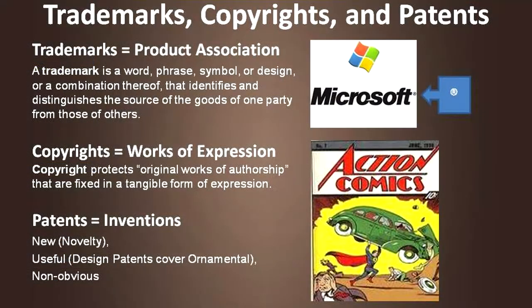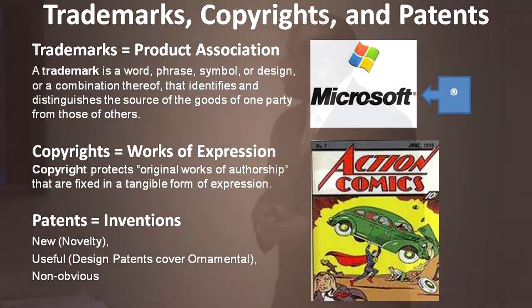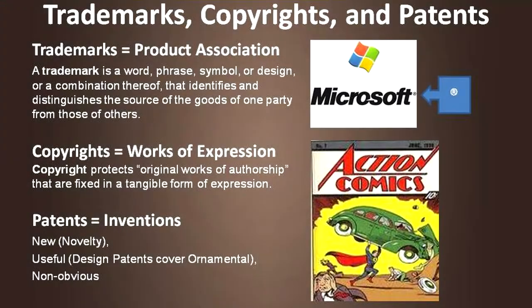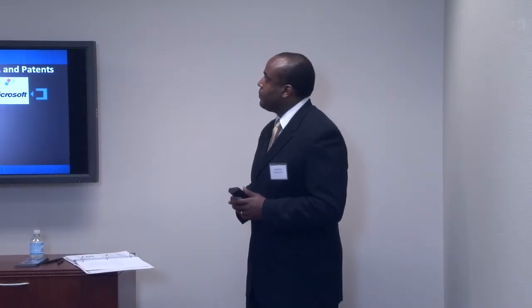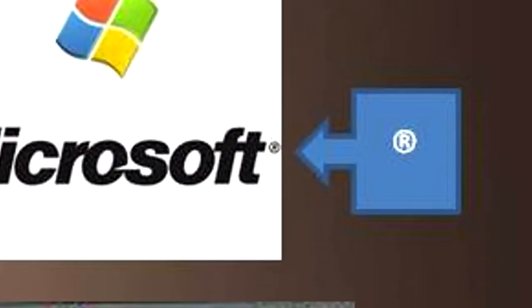So just as a broad brush, let's go through some terms here. Trademarks are for product association, right? For example, Microsoft here, right? Here is the definition of a trademark. Word, phrase, symbol, design, or combination thereof, used to identify and distinguish the source of the goods of one party from those of the other, right? And we're going to go through that definition in detail in a minute here. As you can see, Microsoft did a federal trademark registration, and we'll talk about that Circle R later in the presentation as well.